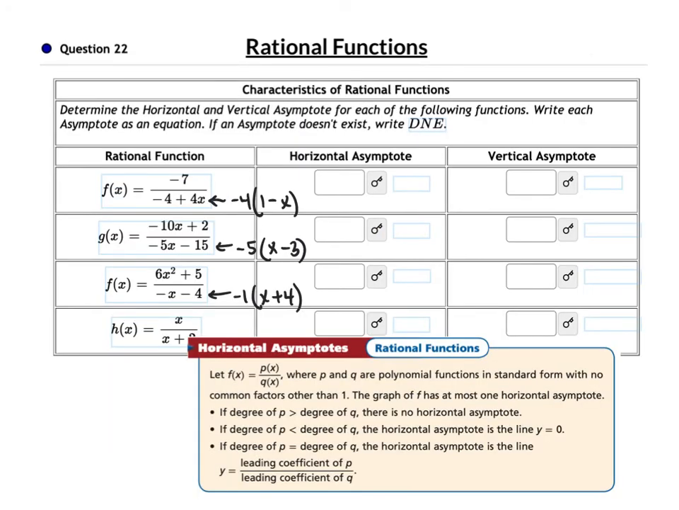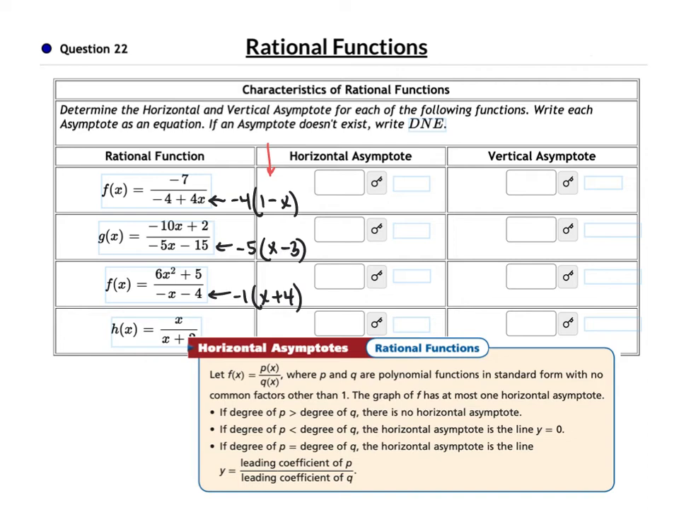In question 22, I've factored the denominators. In the first one, I pulled out a negative 4. You didn't have to pull out the negative. Either way, the asymptote is the same. Negative 4 times 1 minus x is what I made it. The second one, I pulled out a negative 5. Negative 5 times x minus 3. And the third one, you didn't have to, but I pulled out a negative 1. It's negative 1 times x plus 4. It's just a little easier to see what makes 0.